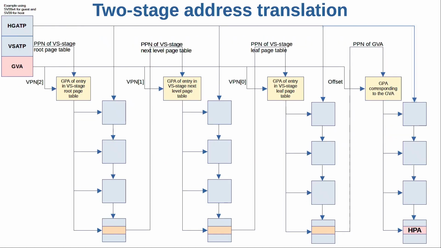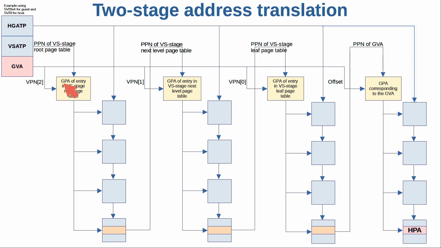Here is the diagram to demonstrate the mechanism of the two-stage address translation. This GVA is the guest virtual address that is generated by the guest during its execution. And from this GVA, we can get the virtual page number, which we can combine with the physical page number of the VS-stage root page table as specified in the VS-ATP to get the guest physical address of the entry inside the VS-stage root page table.